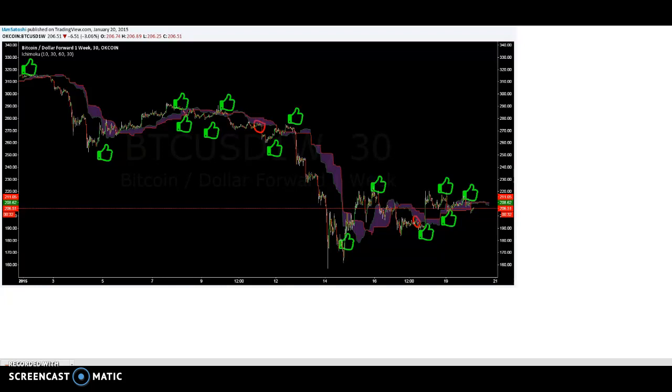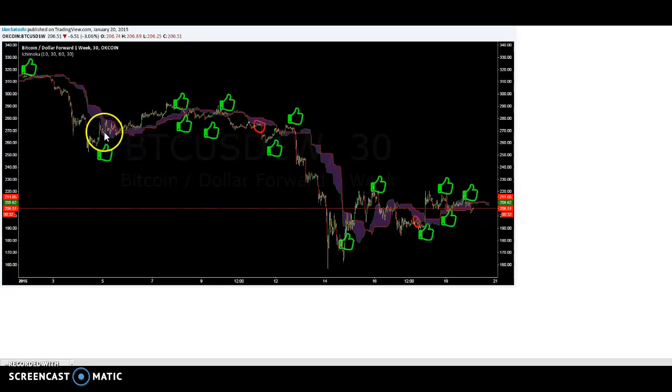So the first one I want to discuss is the edge-to-edge strategy. First introduced to me through Rob Booker in a YouTube video, so shout out to Rob. I will put his video in the description. The idea is that if the price enters the cloud, it's going to touch the other edge of the cloud at a bare minimum. So the highest probability trade is the touches of the cloud edges.